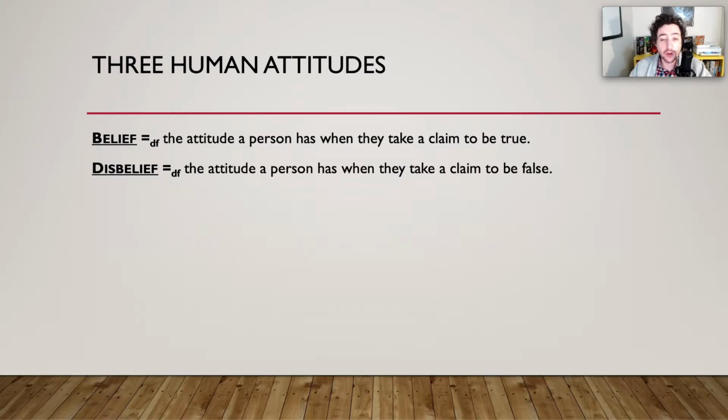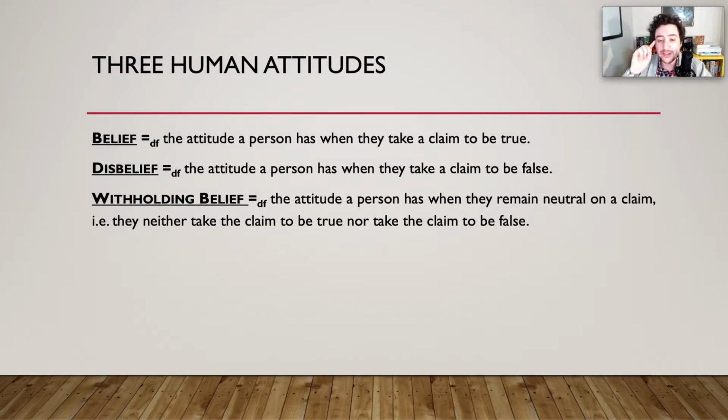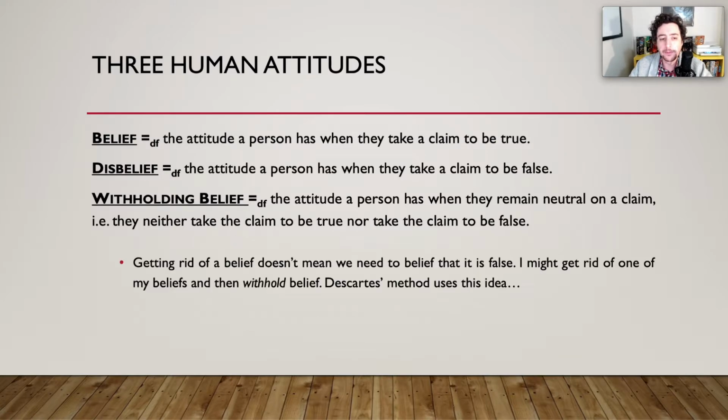However, these are not the only attitudes we can take. Withholding belief is the attitude a person has when they remain neutral on a claim. They neither take the statement to be true, nor do they take it to be false. This is the kind of attitude I have towards the claim that aliens exist. I don't believe that it's true, but I also don't believe that it's false. I'm just choosing to remain neutral. I'm choosing not to have any belief one way or the other.